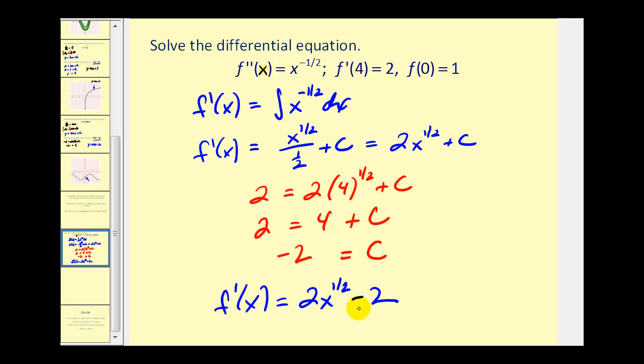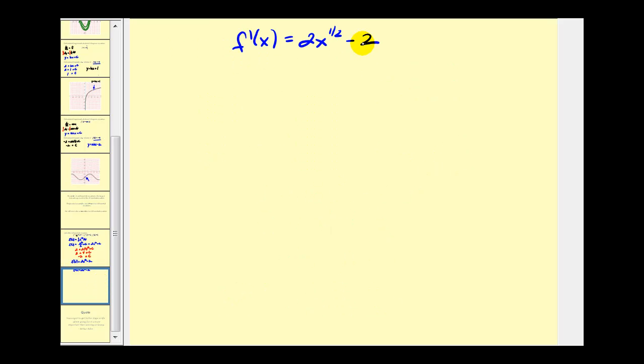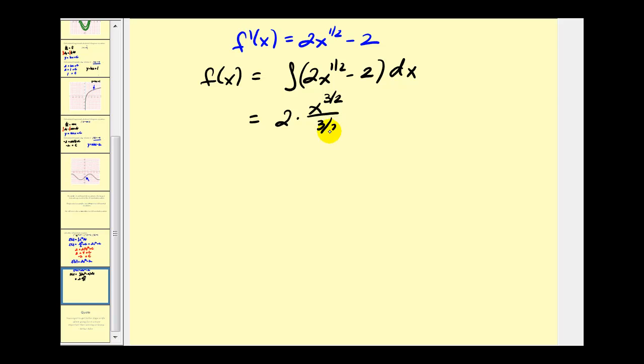Now if we integrate the first derivative, we can determine the original function. Let's go and do that on the next screen. So here's our first derivative. To find the original function, we need to integrate 2x to the power of 1/2 minus 2 with respect to x. So here we'd have 2 times x to the 1/2 plus 1, that would be 3/2, divided by 3/2, minus 2x plus c. Let's go ahead and clean this up. We have the function is equal to, this would be 2 times 2/3, that would be 4/3 x to the 3/2 minus 2x plus c.